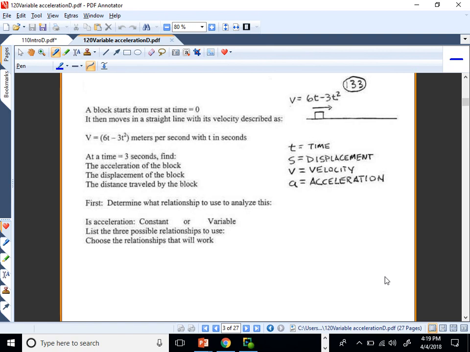On 133, let's say we've got a block and it starts from rest at time equals 0, and then it moves in a straight line with its velocity described as v is 6t minus 3t squared. T's in seconds. So when the time is 3, let's find the acceleration of the block, displacement of the block, and the distance traveled by the block.